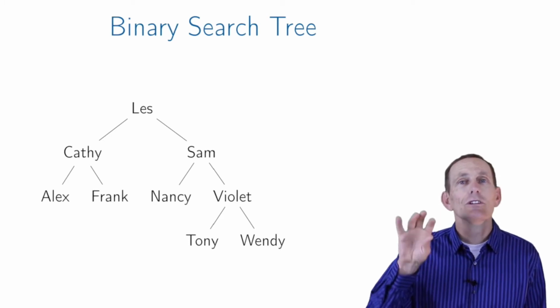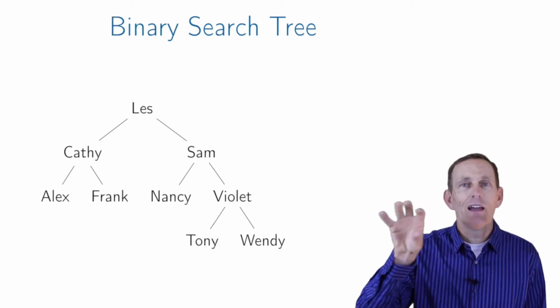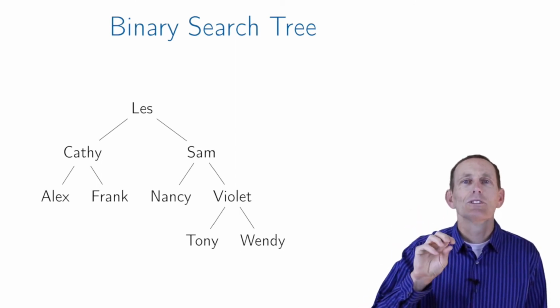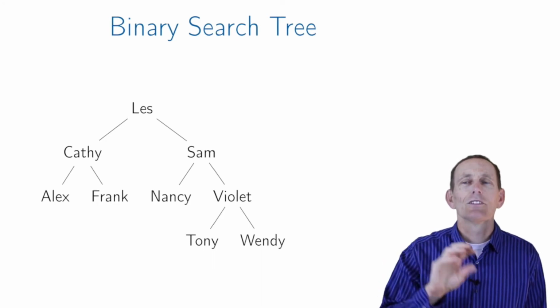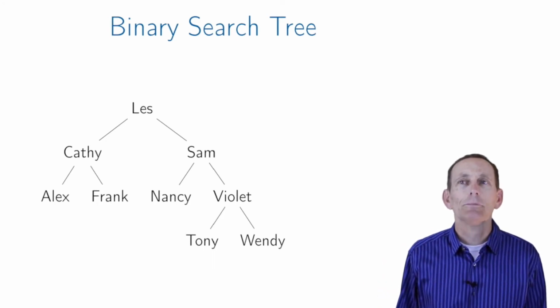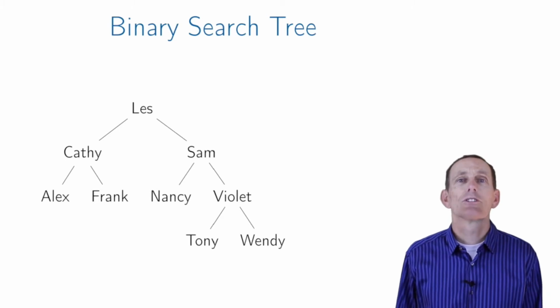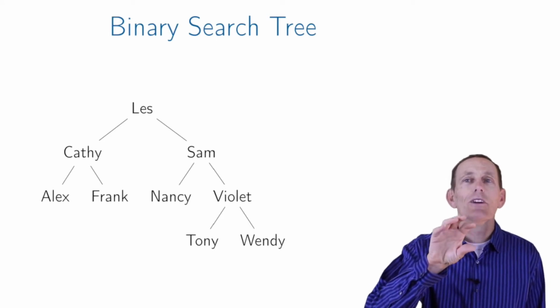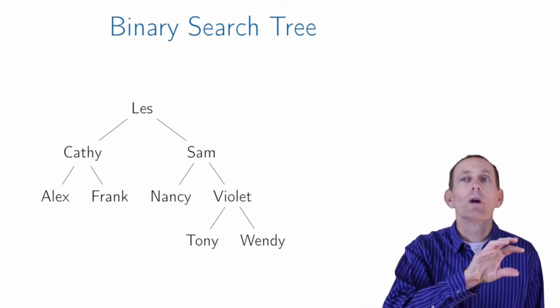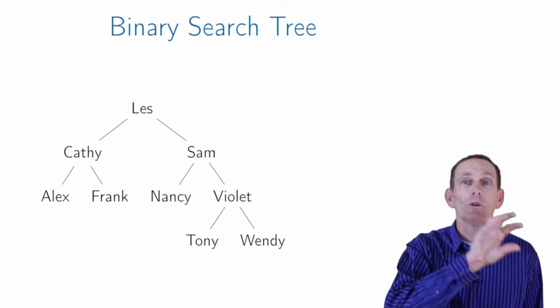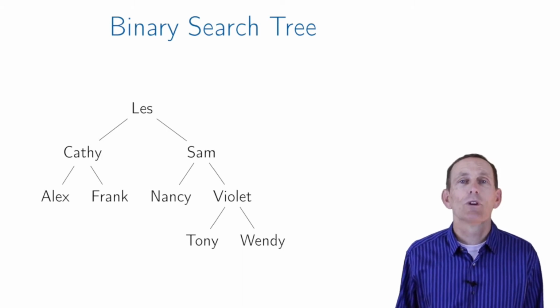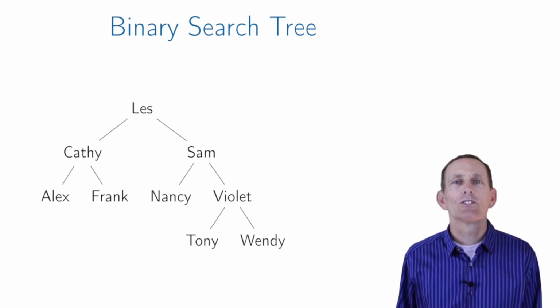And then that same thing is true for every node in the tree. For instance, Violet is greater than or equal to Tony and strictly less than Wendy. The binary search tree allows you to search quickly. For instance, if we wanted to search in this tree for Tony, we could start at Les. Notice that we are greater than Les, so therefore we're going to go right. We're greater than Sam, so we'll go right. We're less than Violet, so we'll go left, and then we find Tony. And we do that in just 4 comparisons. It's a lot like a binary search in a sorted array.